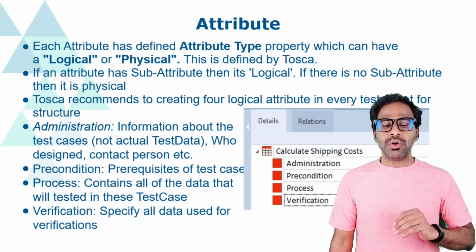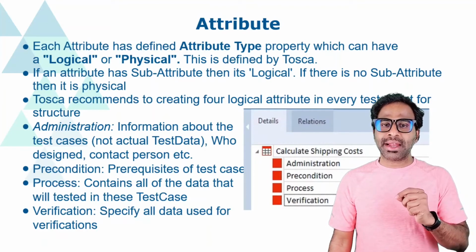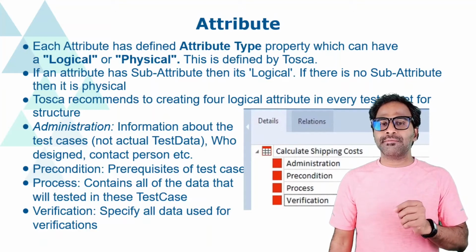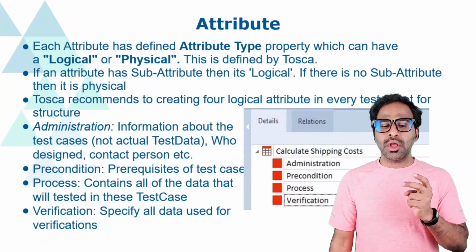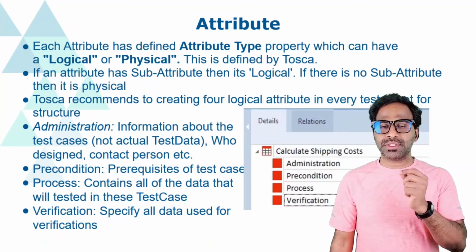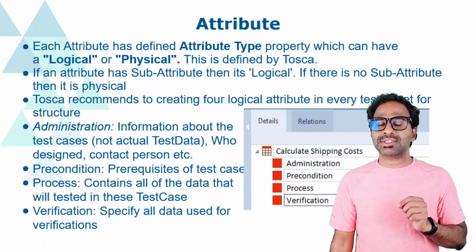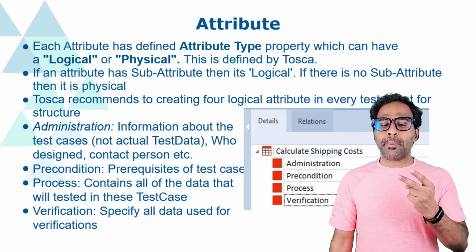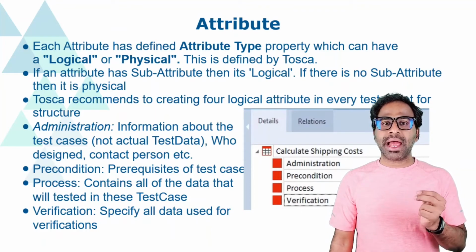Okay, each attribute has a defined attribute type property which can have two types. One is logical and the second one is physical. That means this is actually defined by Tosca. So Tosca has defined two properties for attribute. Okay, the property type is attribute type.